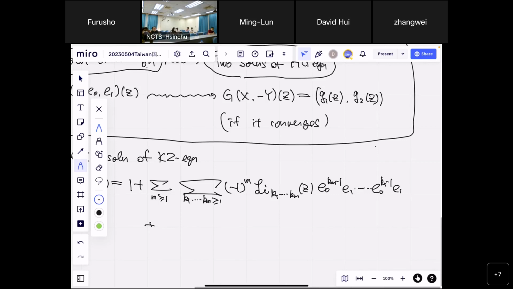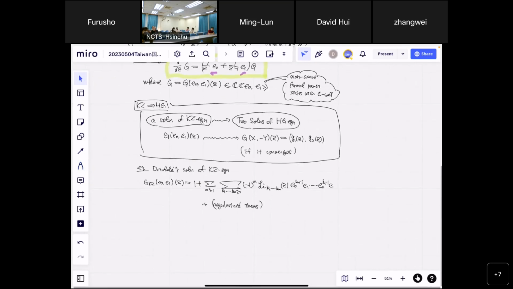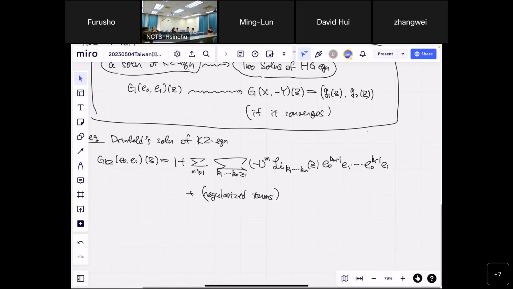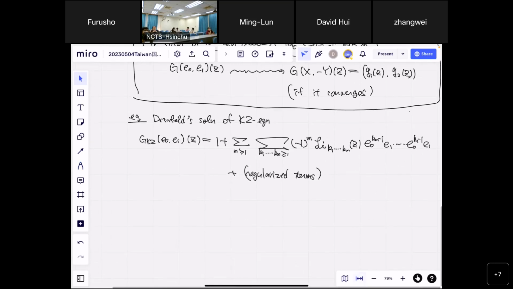Some regularized terms are involved. That's a bit complicated, the notion of regularization, but here it lets us construct some nice solutions of the KZ equation, which I denote G_KZ. One of the important points is that multiple polylogarithms appear quite clearly in the coefficients like this. This is a solution of the KZ equation. That follows from Dimitrov's work.